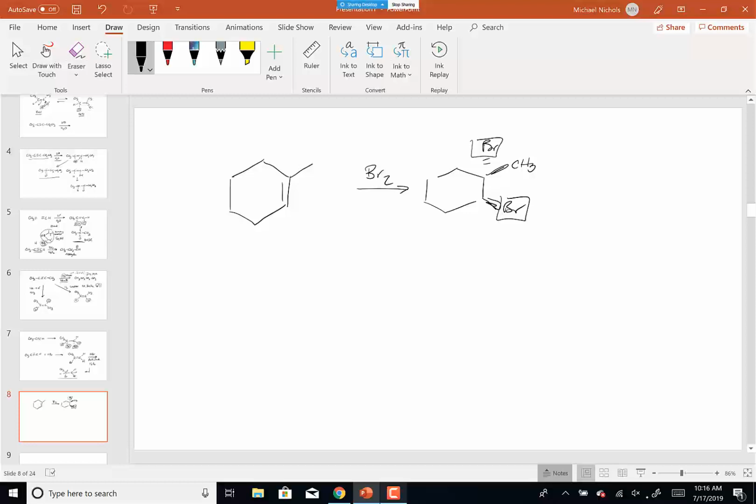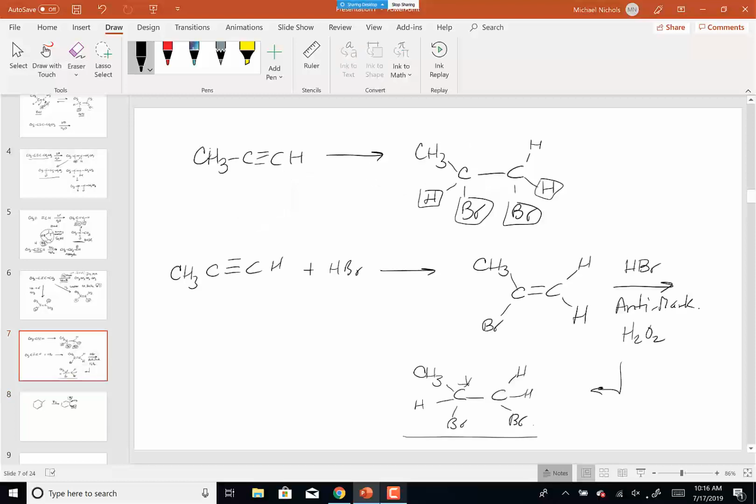So if I would have given you 2 Brs that were cis, it'd be a little more difficult. And let's see, after tomorrow we might know how to do that. But we don't know how to do that today. But it's going to take more than one step. So that's what we do. So what you do here is you've got to figure out, okay, what am I adding, and then figure out the sequence of reagents to add there.